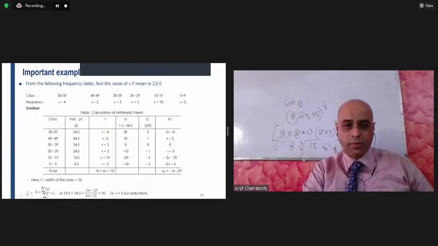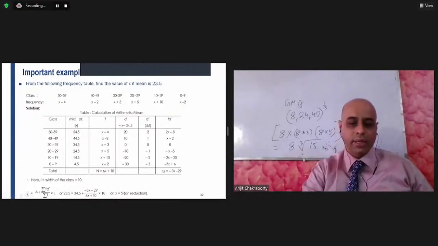So 54.5 becomes 20 like this. We calculate the deviation. Then we calculate deviation by class width. So it is 20 by 10, that is 2. So here the class width is taken as 10. And finally fd dash. And we can get the total frequency. And we know that mean is equal to assumed mean plus sigma fd' by f into class width, and we get x equal to 5.